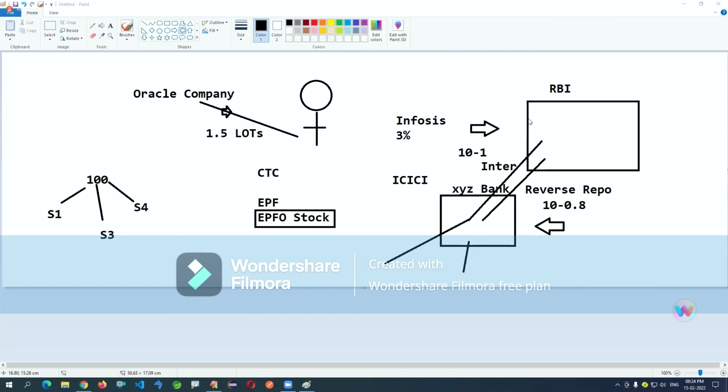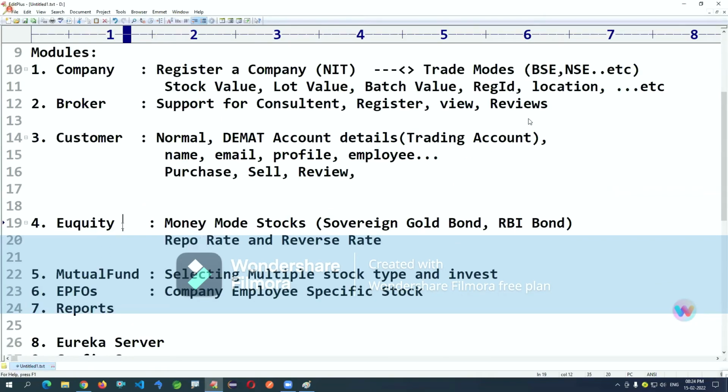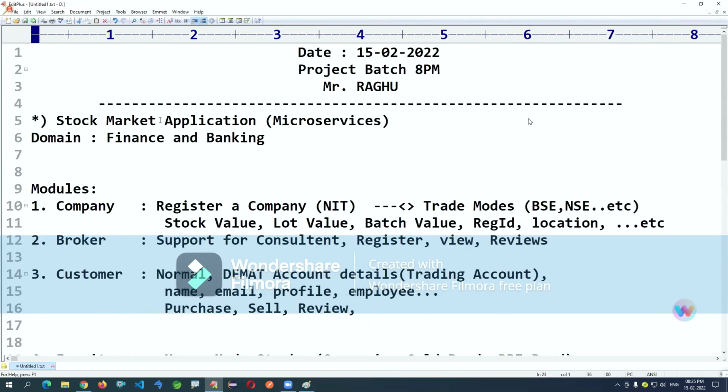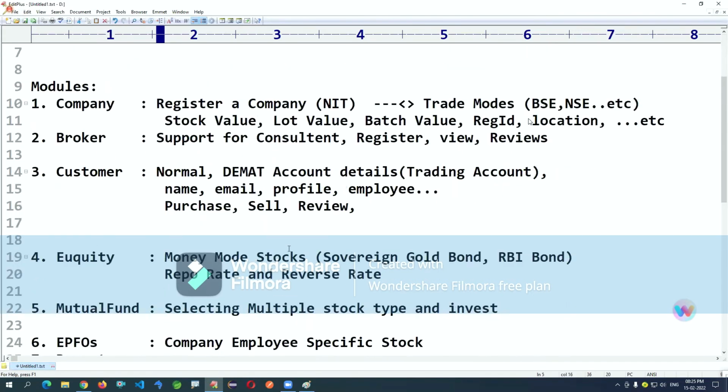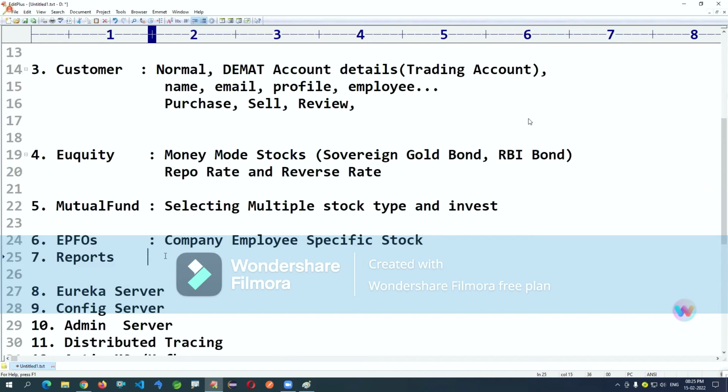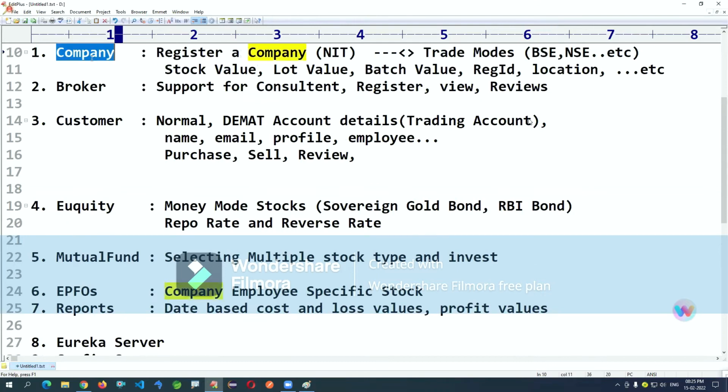That's called RP bonds here. Generally, equity mode they are going to install here. It's actually money mode. Some different names are there, of course. So this is the stock market. We can also call it share market, a different model here. Final reports: date based, cost, and loss values, profit values. That's what we are going to see in reports. These are the major modules here: company, broker, customer, equity, mutual funds, EPFO, and reports.